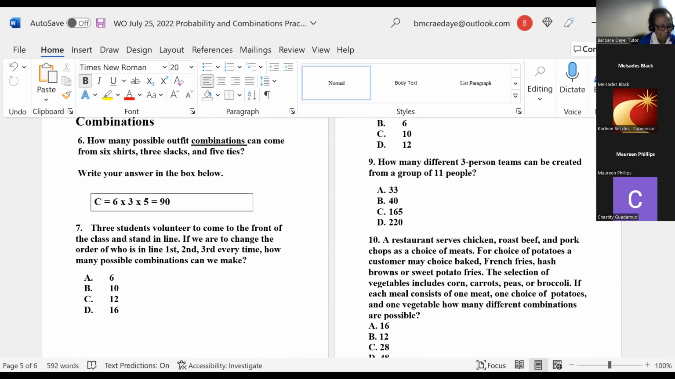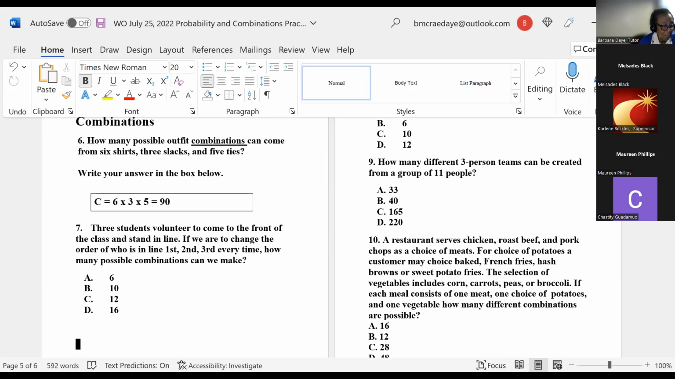What's your answer, Maureen? I don't know. I guess the answer, I guess C. How did you get it? Oh, you just guessed it. So you don't know. Okay. It's not C. Oh, I got it wrong too. What did you say, Mercedes? I said C. Did you guess or did you figure it out? I tried to figure it out.